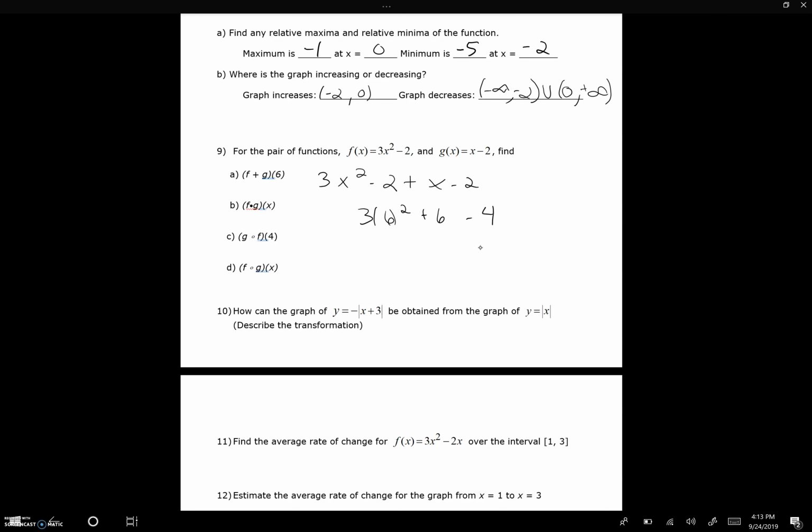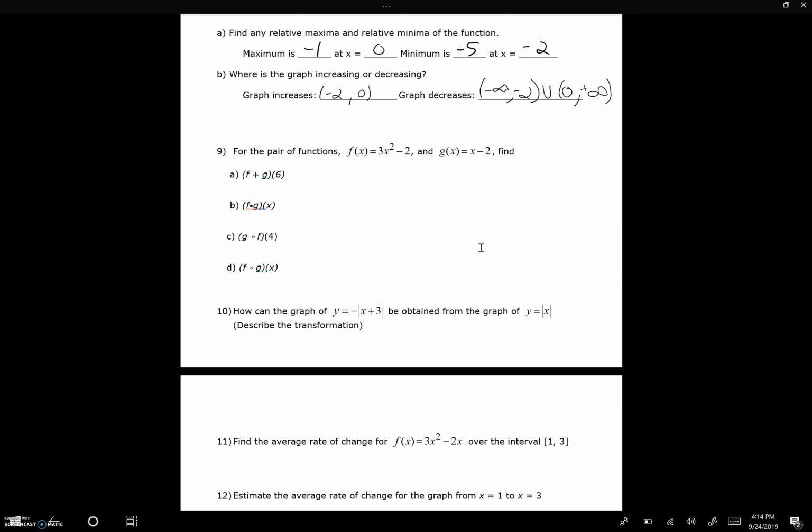Okay, so 6 squared is 36 times 3. 36 times 3, 18, carry 1, 9, 10, 108. Plus 6, well, 6 minus 4 is 2, so 108 plus 2 should be 110. So first I just added f and g together, and then I substituted in 6 for x, and that's how I did that problem. Okay, now we're going to multiply, but this time we're just going to use x.